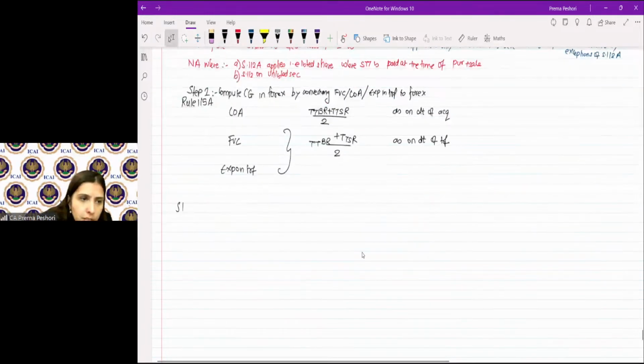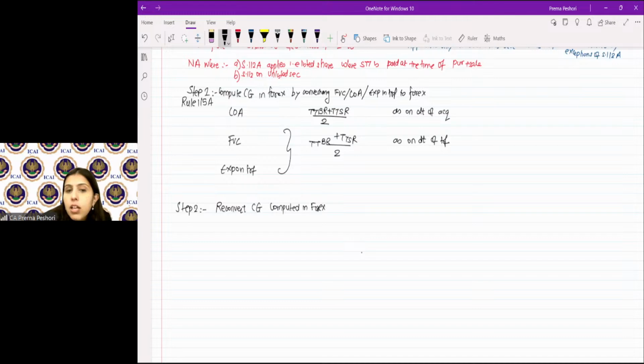And then step 2 is reconvert the capital gain. Reconvert the capital gain computed in foreign exchange by multiplying it with the TTBR as on the date of the transfer. TTBR is telegraphic transfer buying rate and TTSR is telegraphic transfer selling rate, which is the rate of exchange adopted by the SBI.